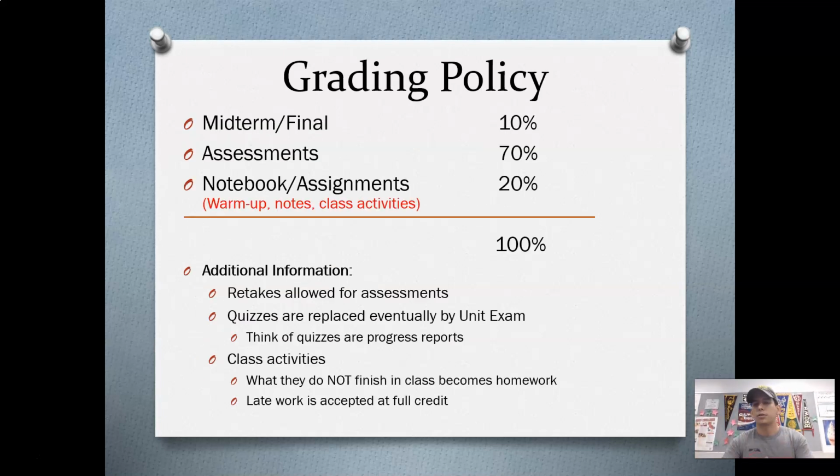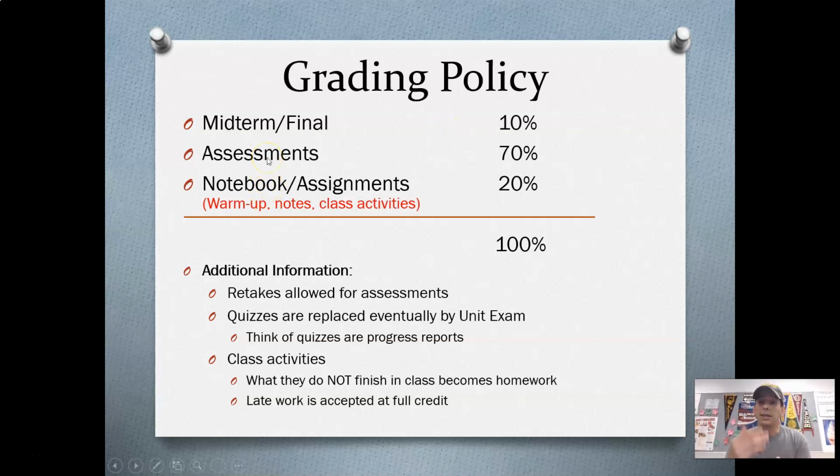The grading policy is the same for both Algebra 1 and Geometry. We do have a midterm and final, which is worth 10% of their grade. Halfway through the semester, they will take a midterm, which covers the material up to that point. And then at the end of the semester, they will take a final, which will cover everything from the start of August until roughly towards the end of December. That is worth 10% of their grade.